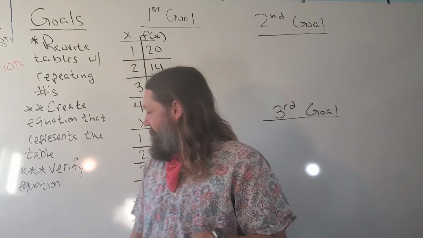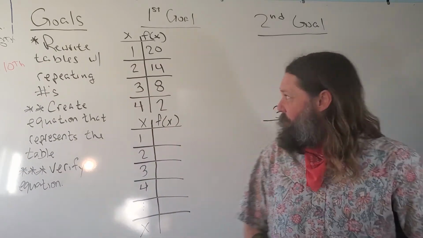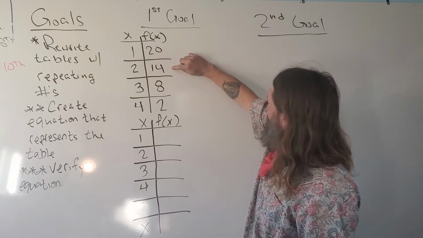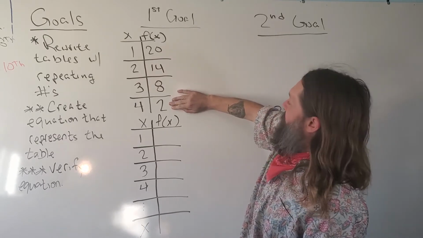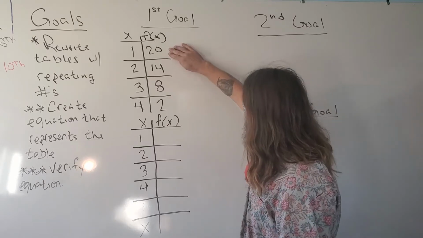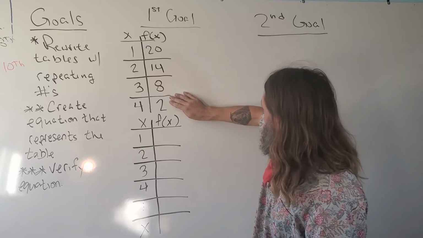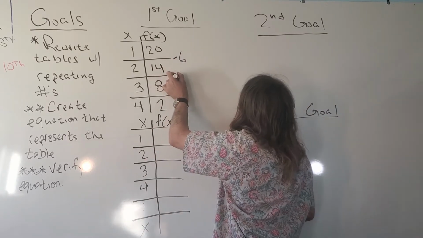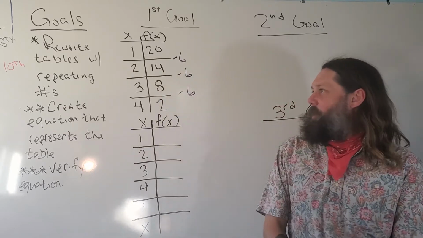Okay, so let's first identify how the y values are changing in our table. So the first row has 1 and 20, the second is 2 and 14, the third is 3 and 8, and the fourth is 4 and 2. And these y values, or the f of x values, are changing by subtracting 6. So minus 6, minus 6, minus 6. So that's how they're changing.